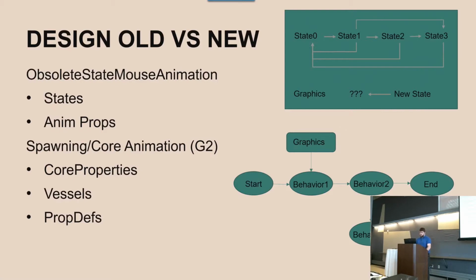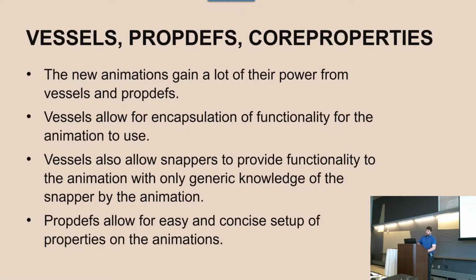And obviously, at any point, you could end the animation if you wanted at any of the behaviors given user input, responding to events and stuff. Now, we have vessels, prop defs, and the core properties, which are the main backbone of animation G2. It's what gives it the flexibility. It's what makes it modular and makes it better.